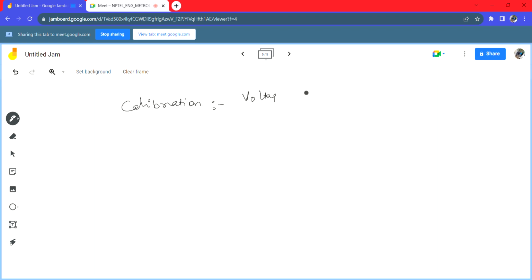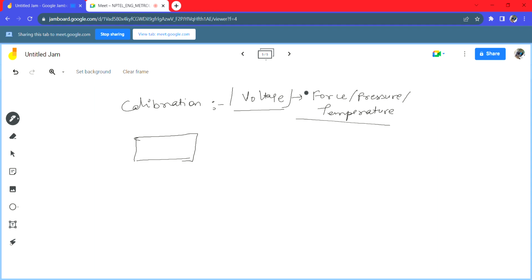Now this voltage needs to be converted into the force, or say pressure, or say temperature, any physical variable. All these physical variables always give the value in terms of the voltage. So how does it work? I am talking in terms of these black boxes. We will go into depth when we understand the concept of process control.